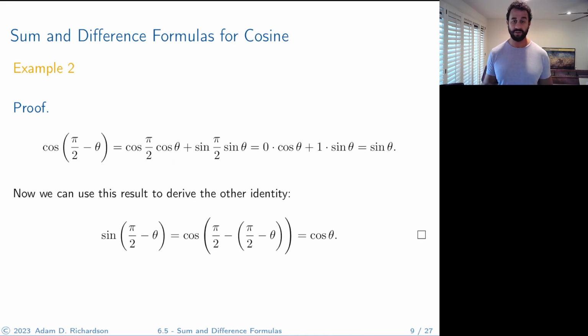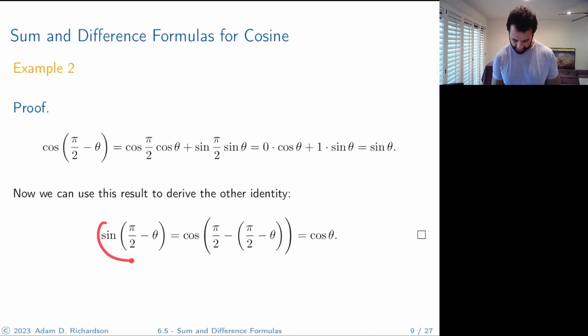Cosine of pi over 2 is 0. Sine of pi over 2 is 1. And so then you're left with 0 plus sine, which is sine of theta. Now, we're going to use this result. It's like this daisy chain of results, right? Now we're going to use this result to derive the other identity.